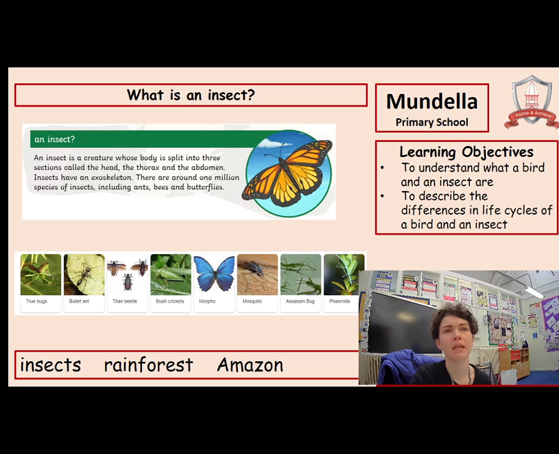the insect's body. And as you can see, we've got lots of different types of insects that we could find in the Amazon rainforest. We've got true bugs, a bullet ant, a titan beetle, bush crickets, morpho, mosquito, an assassin bug, and phasmids, to name just but a few. And these are the sorts of insects that the children in the Explorer would come across in the Amazon rainforest. So it's interesting to make the links to our core text of the Explorer.